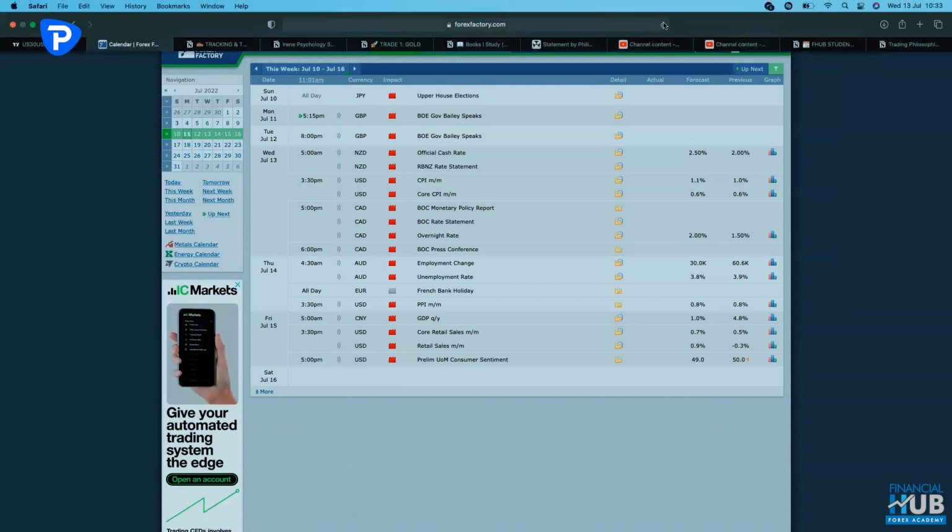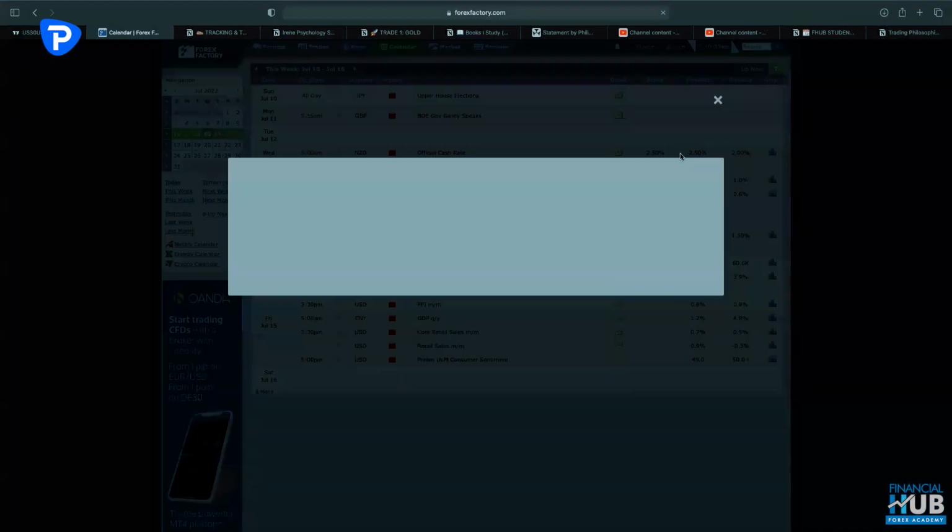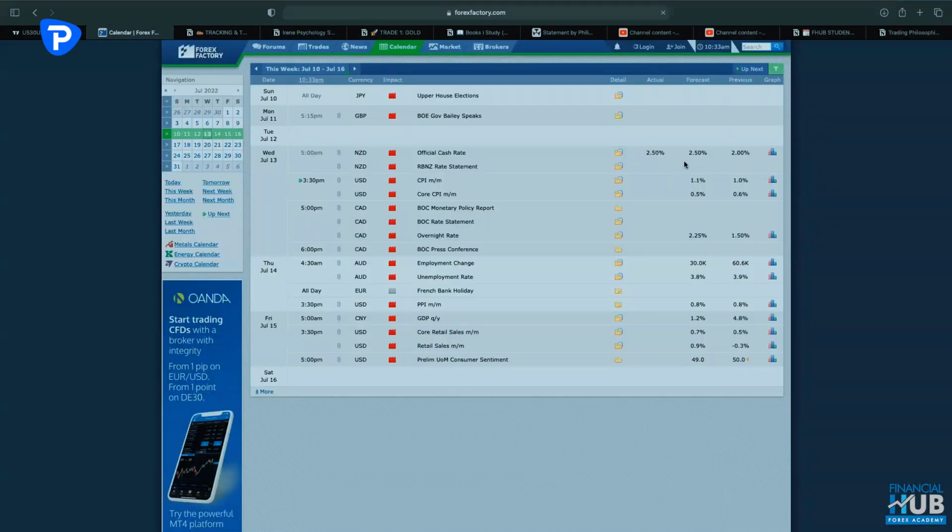If I refresh this page, you can see they have it at 2.5. They've increased it by 50 basis points, following what the Australians did. Australia also increased their interest rates by 50 basis points last week. So the New Zealand dollar followed suit.